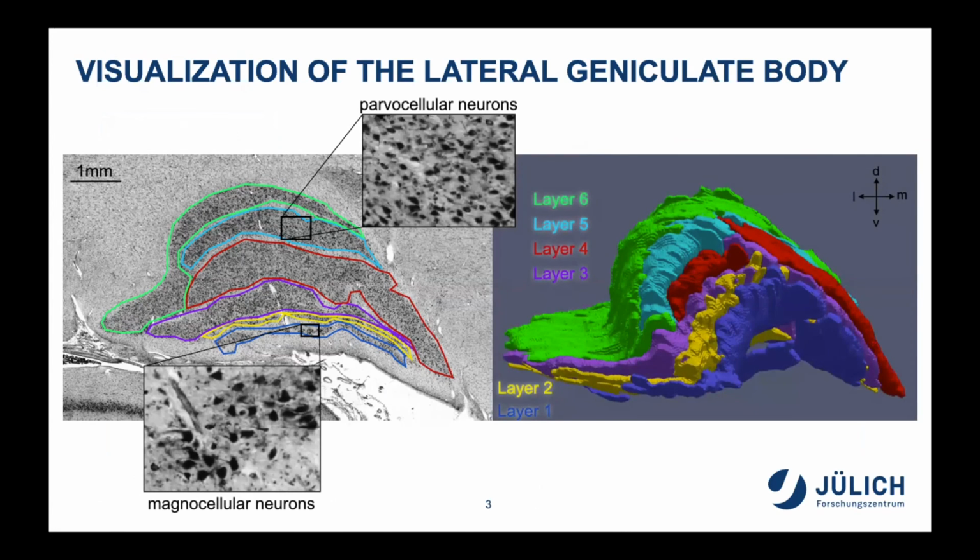On the right-hand side, you can see now the results, so all the 6 layers in 3D. And you can also see, of course, the overall shape of the whole lateral geniculate body. And also to give you some numbers, in total, we had almost 1,500 annotations on 365 sections.